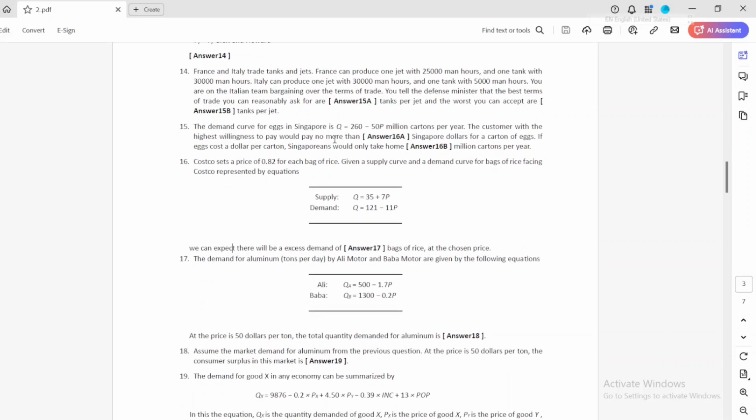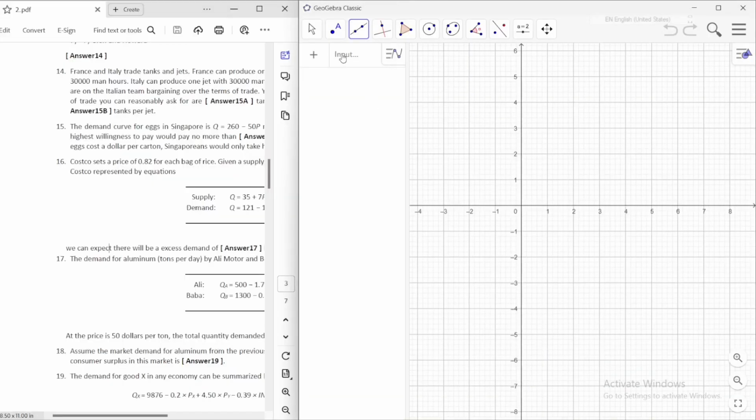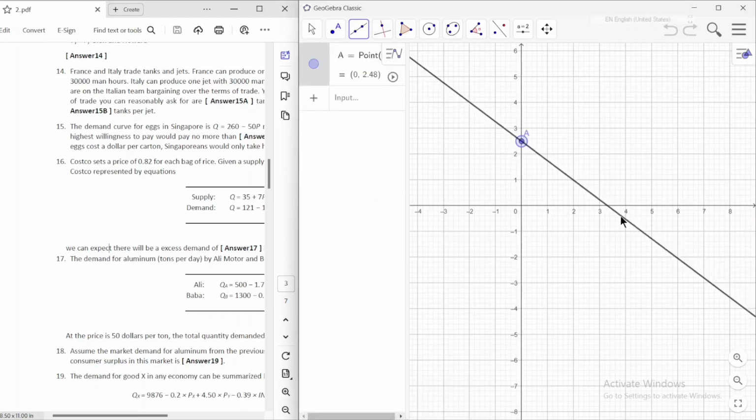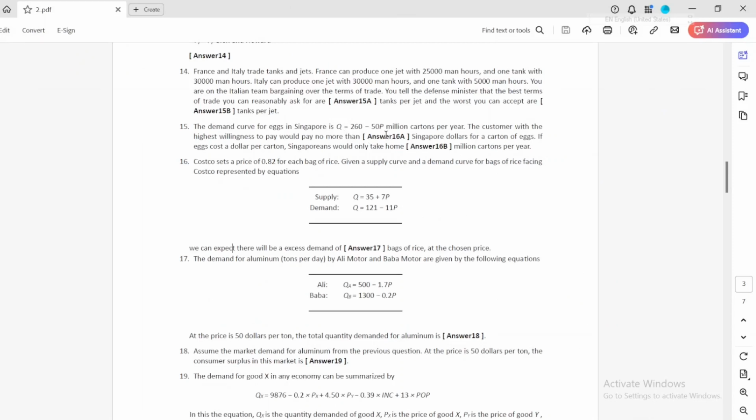So in question number 15, you are given a demand relation and you are asked to calculate the highest willingness to pay. So the highest willingness to pay is at Q equals to 0. Let me show it in the graph. So suppose this is your demand curve. So as you can see, if Q is on the x-axis, then at Q equals to 0, the willingness is highest. Okay. So we simply put Q equals to 0 and obtain the value of P, which in this case is 5.2, that is 260 divided by 50.